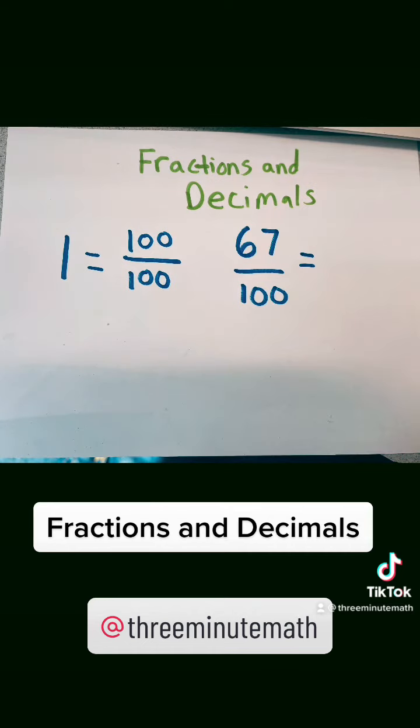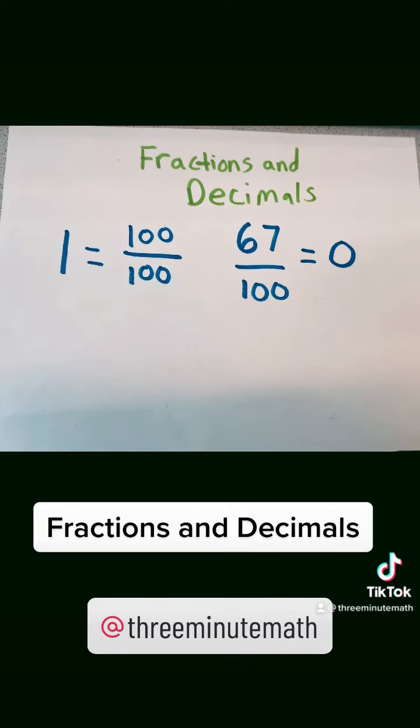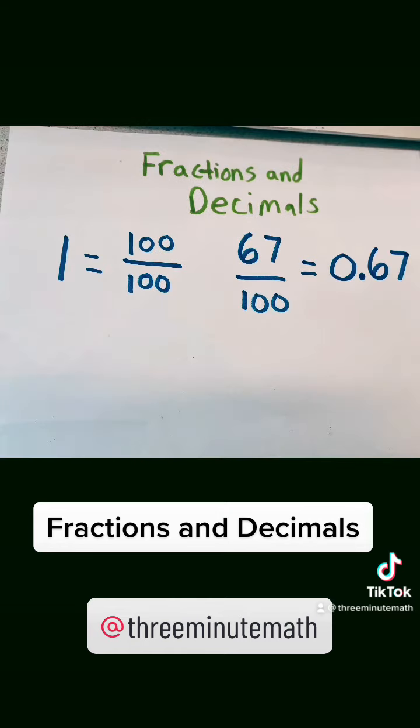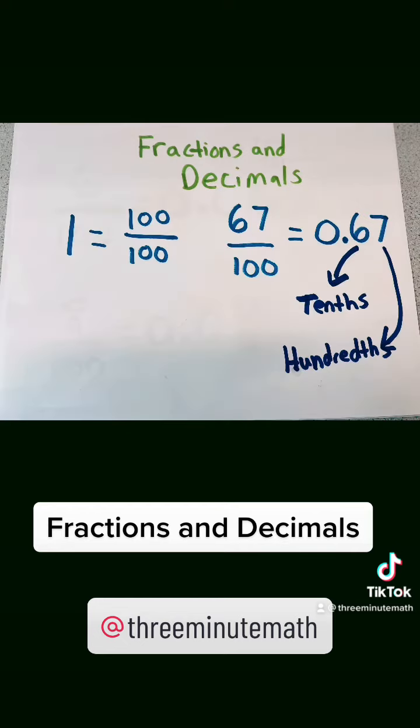So let's look at the fraction 67 over 100. This fraction is less than 1 whole, so I'm going to write 0 for my whole number. I'm going to put a dot for my decimal point. And then I'm going to write 67 as my decimal. This decimal is read the same as the fraction, 67 hundredths. The 6 is in the tenths place. The 7 is in the hundredths place.